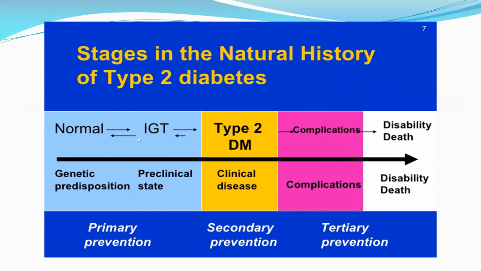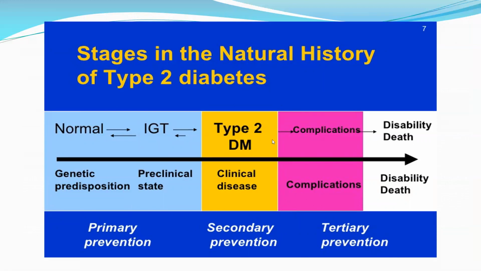The initial phase, in which the patient actually enters the pre-diabetes stage, is impaired glucose tolerance. Through modifying the lifestyle, we can revert the abnormality back to normal. We call this stage primary prevention, which is preventing the development of diabetes. But here, after the diagnosis, we control diabetes to prevent the complications. We call this secondary prevention.